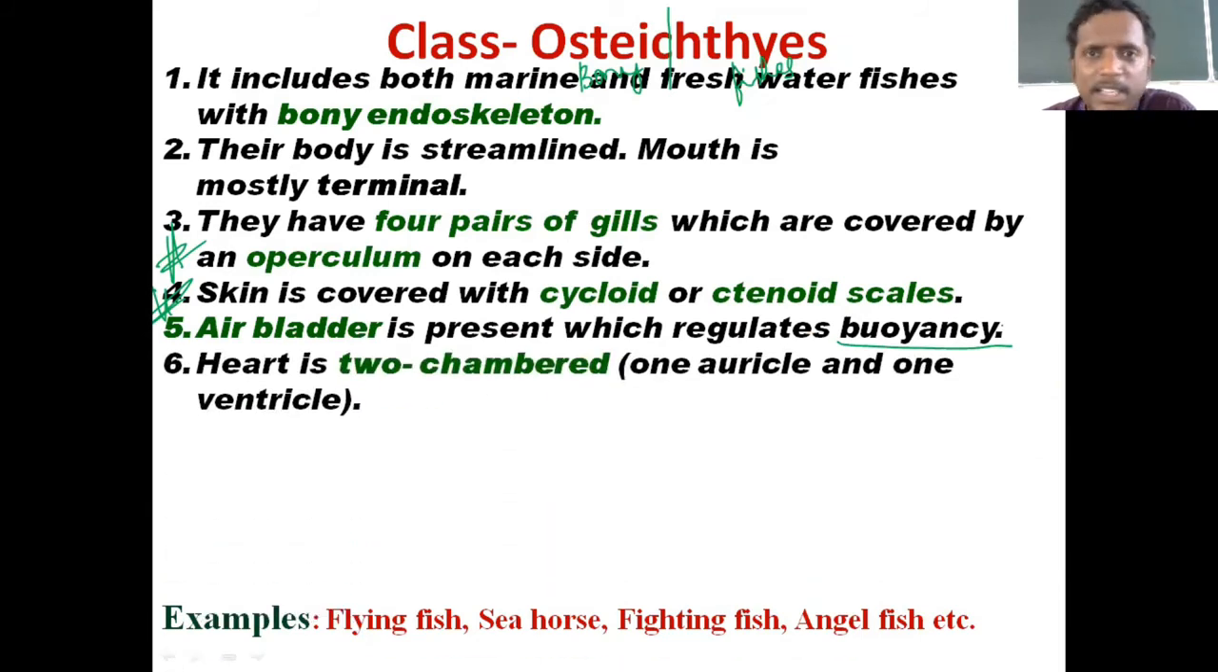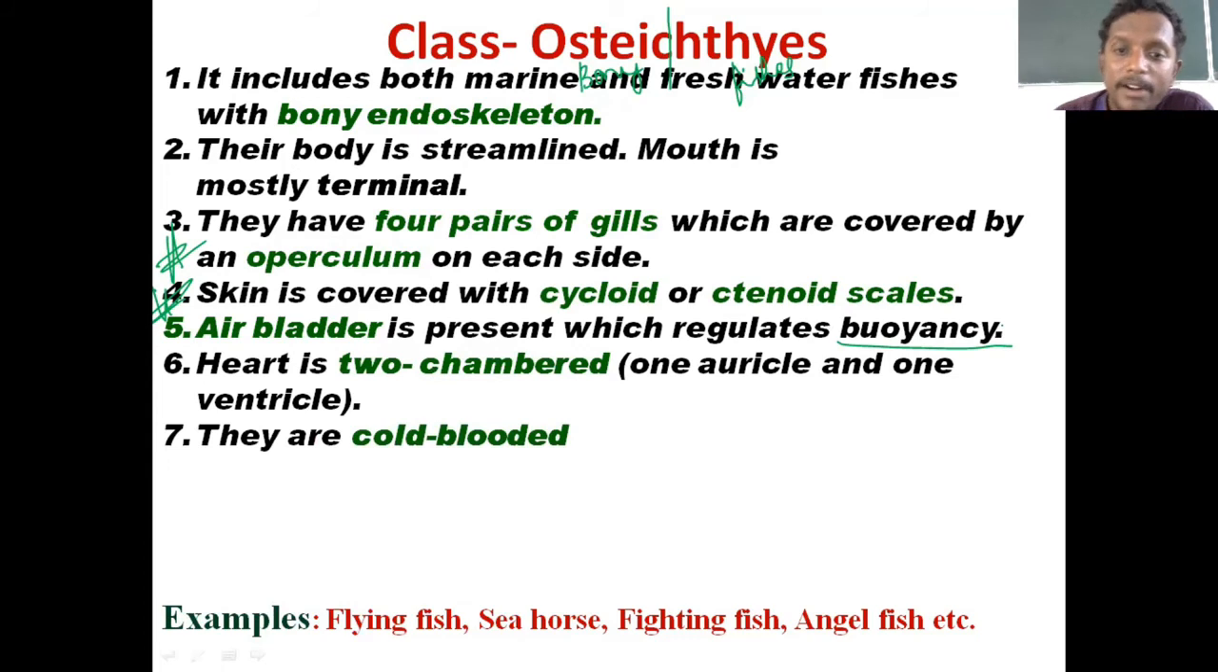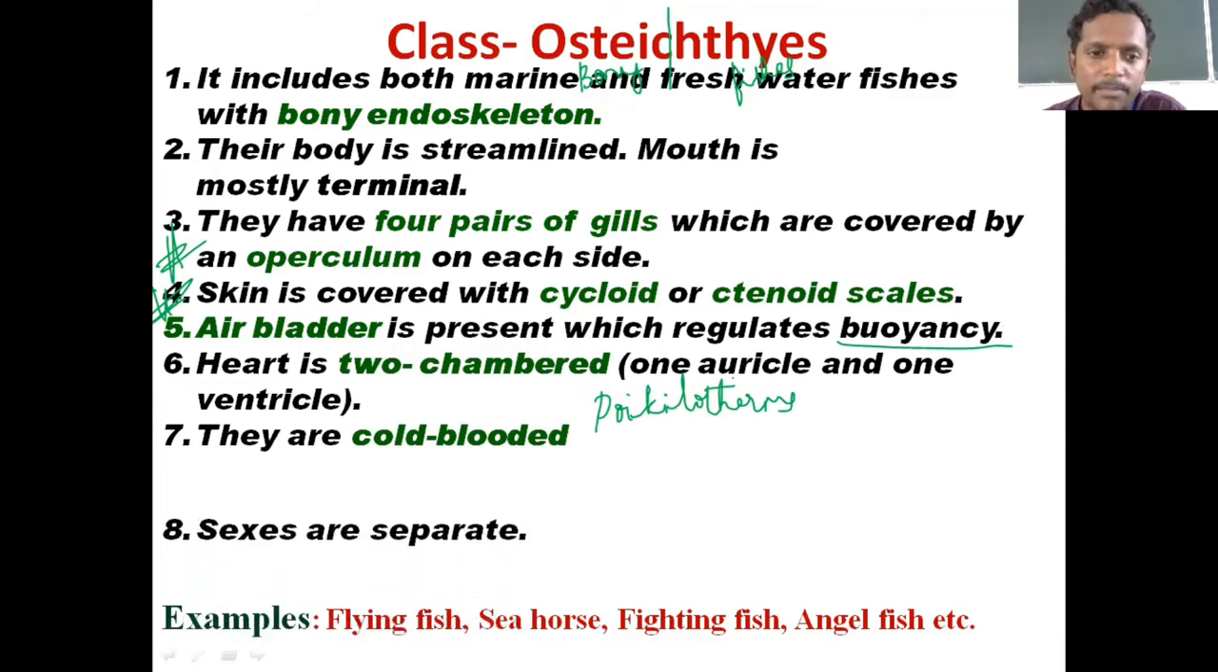Heart is two chambered, the same point, a repetition from Chondrichthyes and Osteichthyes. These two are common points for them. They are cold-blooded. Once again, I said cold-blooded, but we should also use the other term. I said it is better to use this term. The term is what? Poikilotherms. Poikilotherms is the right term to be used. But in the textbook they have mentioned cold-blooded. If you mention it, it is not a problem.